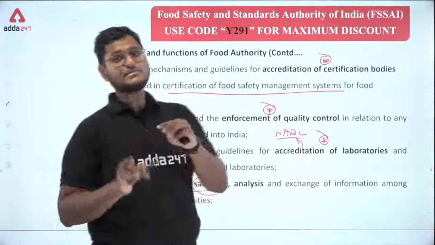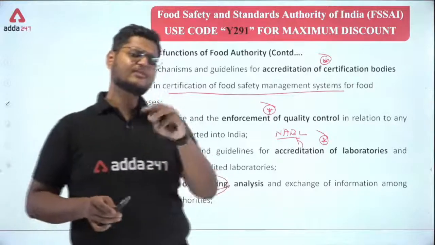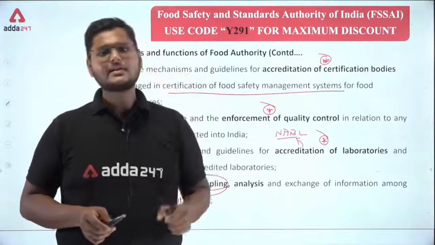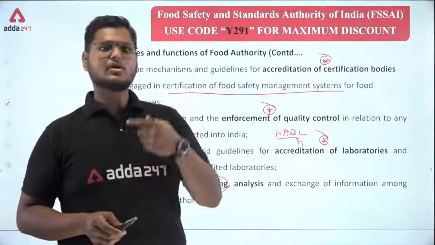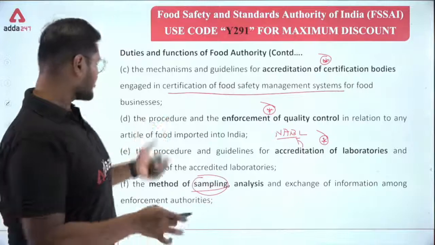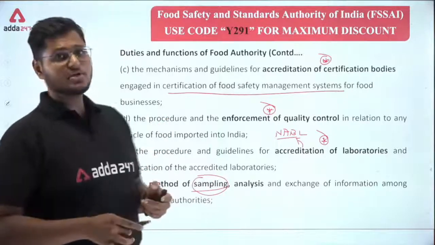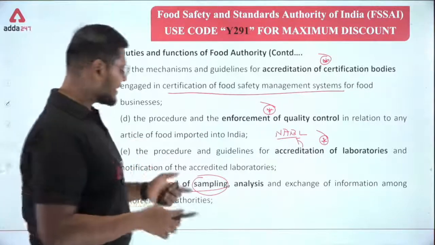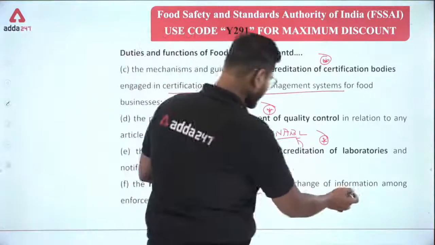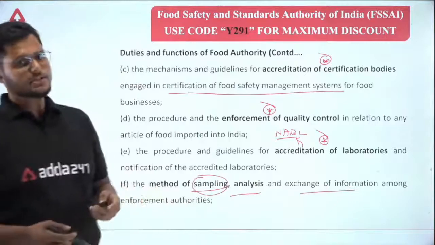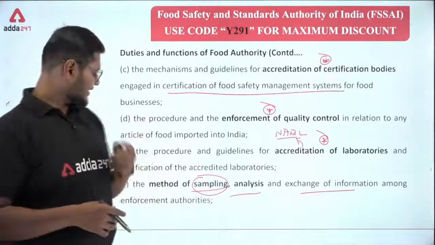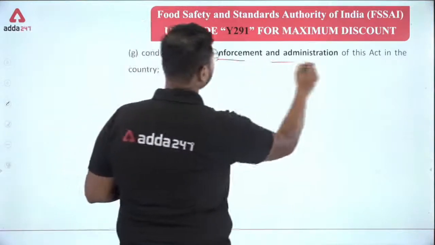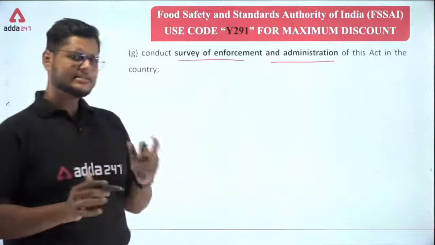Now, why should they be sampled? If you get a feeling that there is something wrong with this food, or you see something that can lead to food poisoning or unsafety of the food, in those cases sampling should be done because the food needs to be analyzed. So there are certain methods of sampling, analysis and exchange of information among the enforcement authorities. Okay, so next, conduct survey of enforcement and administration. Now what exactly is this thing?